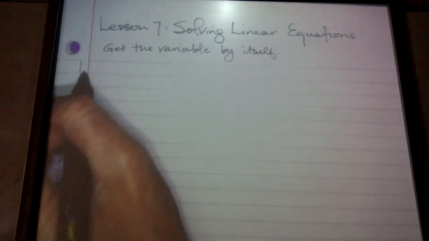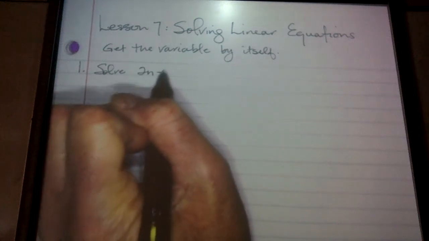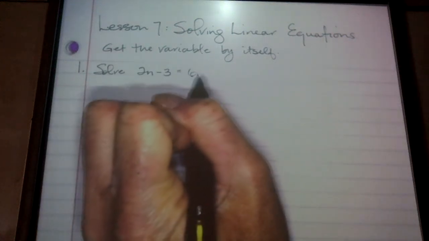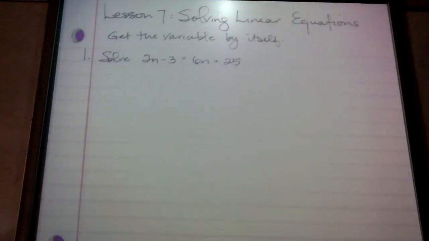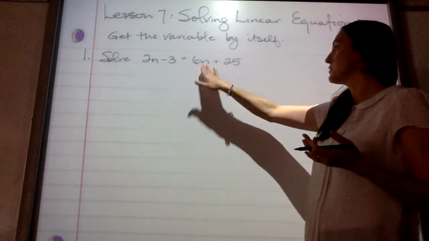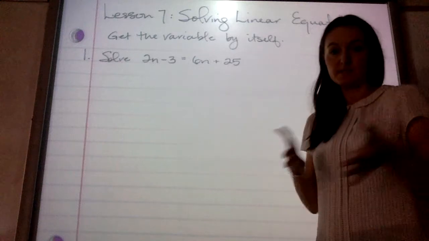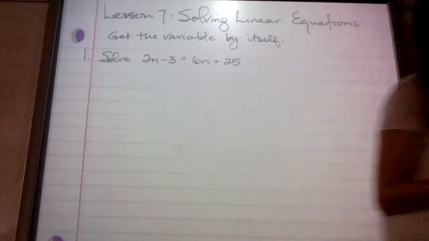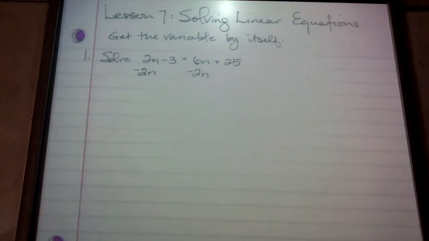So number 1, if I want to solve 2n minus 3 equals 6n plus 25. Now, there isn't a right or wrong way to do it here. So you could move 2n or you could move 6n. Doesn't matter. You could move the -3 or the 25. Doesn't matter who you start with. Just pick something. So I'm going to move -2n to the right-hand side so that I'm grouping the n's together.